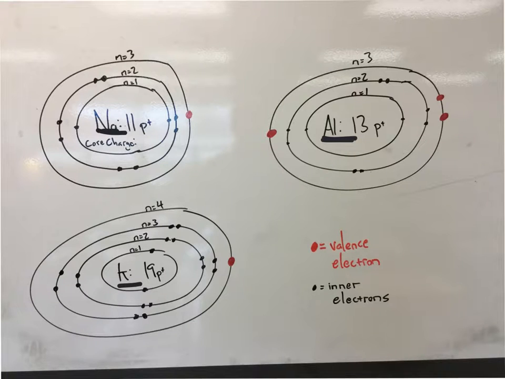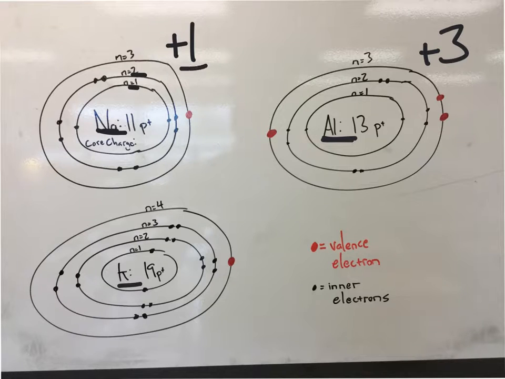Now, if we look at sodium and aluminum, sodium has a core charge, I'm going to write it above the atom, of +1. Aluminum has a core charge of +3. Sodium has 11 electrons, 10 of them are inner electrons, in energy levels 1 and 2. So we have only one valence electron. So protons minus inner electrons, core charge of +1.